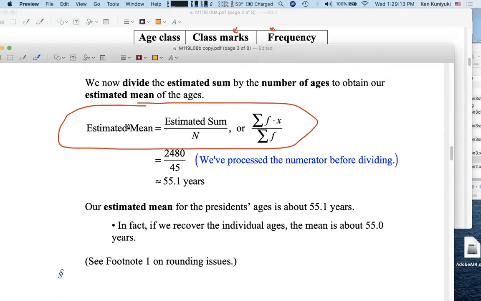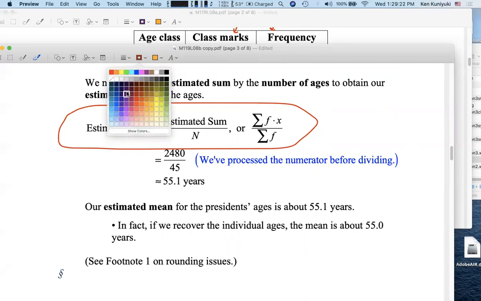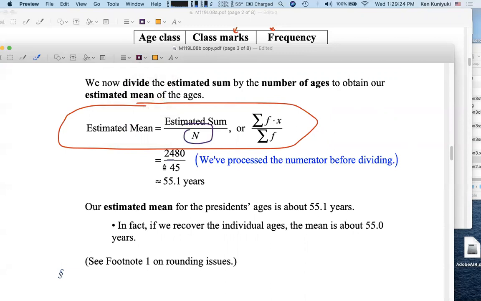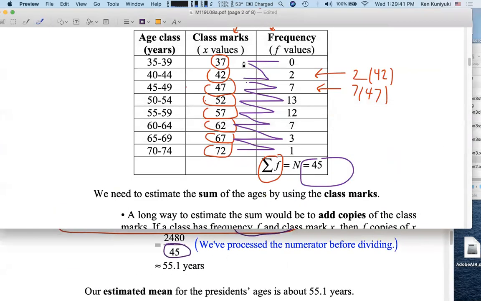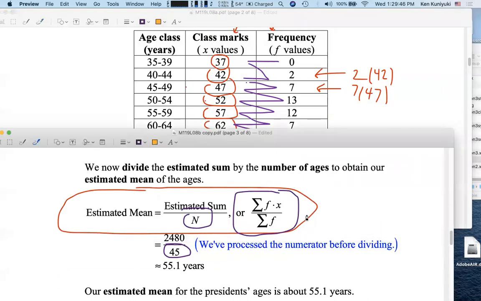Here's our formula. The estimated mean is given by the estimated sum divided by N. The population size, the number of values, 45. 45 was the population size, capital N. So using professional notation, don't get a nosebleed here. On the top, how do we get our estimate for the sum? It was from that zigzag. And we often denote zigzags by summation something times something, right? Summation f times x plus f times x plus f times x plus f times x, and so forth.